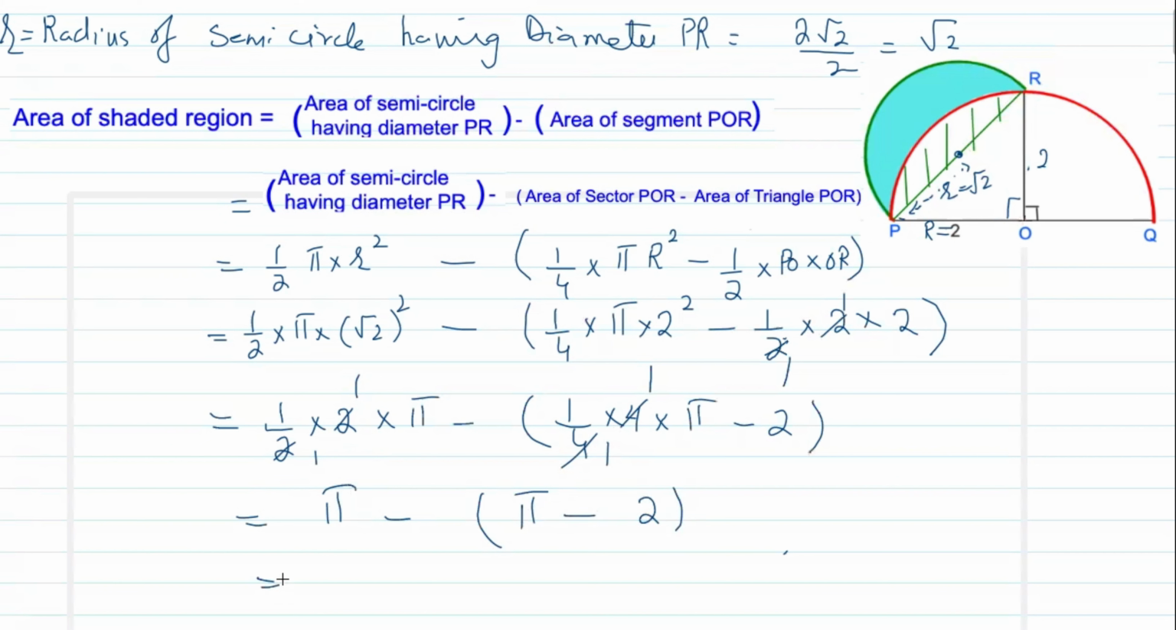Now the area of this shaded region will be equal to pi minus pi plus 2. And pi will be cancelled. Therefore, the area of this shaded region is equal to 2 units squared. And this is the answer.